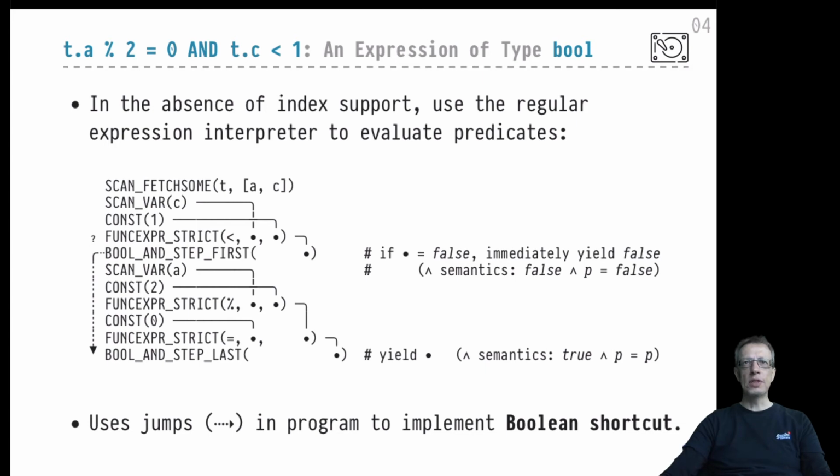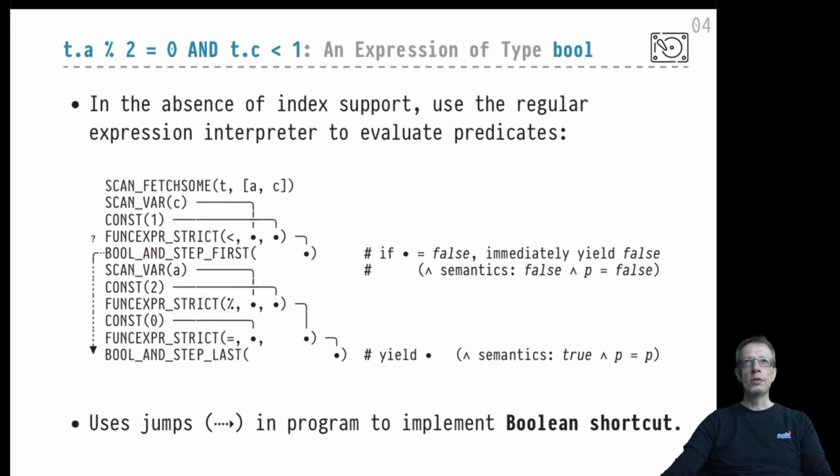Bool and step first is aware of the fact that if the value that's coming in here is false, then there is no chance for the entire conjunction, for the entire AND expression, to ever yield true again. So we might as well just stop predicate evaluation at this particular point. The outcome will be false for sure. See the comment here on the right hand side. If this is detected, the bool and step first will make use of the fact that our expression interpreter supports jumping, and it will perform this jump that I've indicated here on the side to just shortcut the entire rest of the evaluation here and immediately indicate that the outcome of this predicate will be false.